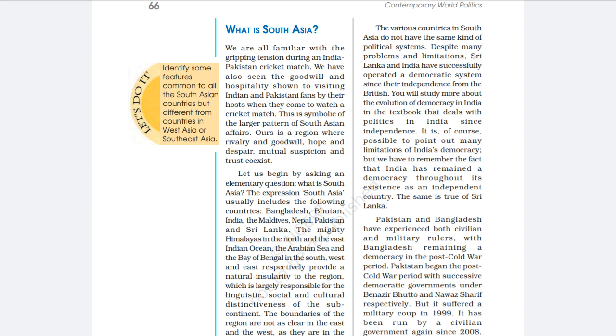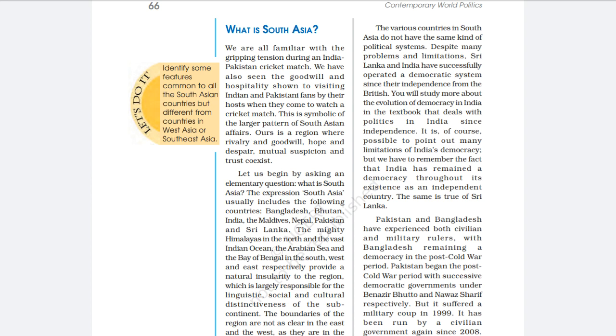So this region is called South Asia, and this region is bordered by different natural features like the Indian Ocean, Arabian Sea, Bay of Bengal, and the Great Himalayas. In the north, it is bordered by the Great Himalayas, and in the south, it is bordered by the Indian Ocean.